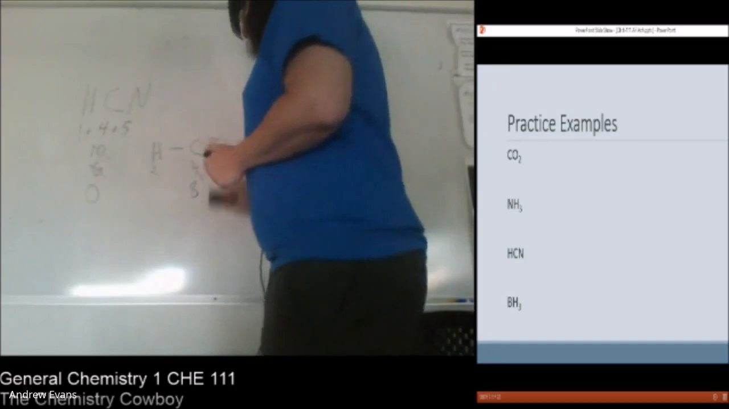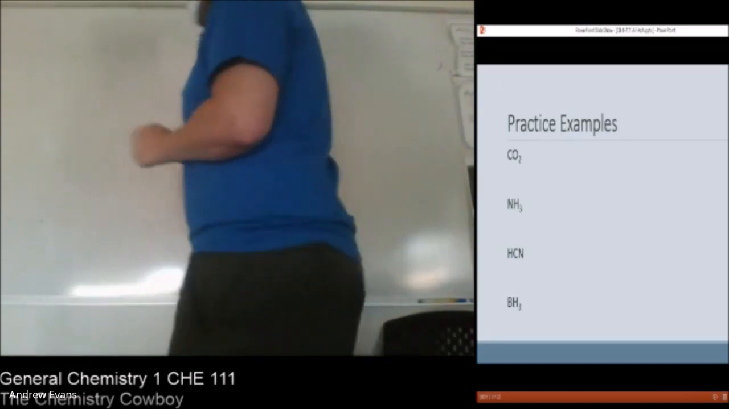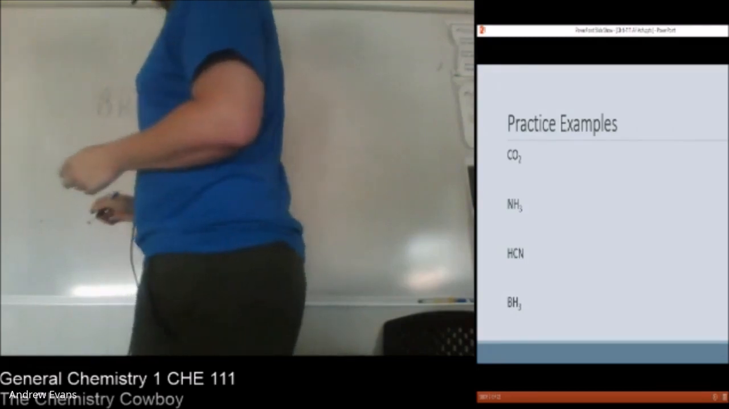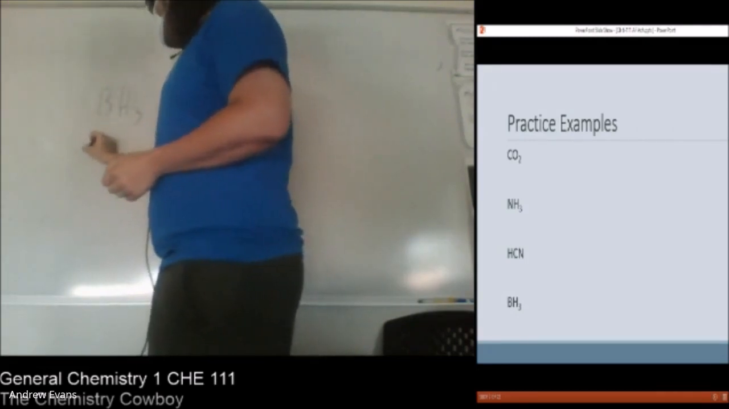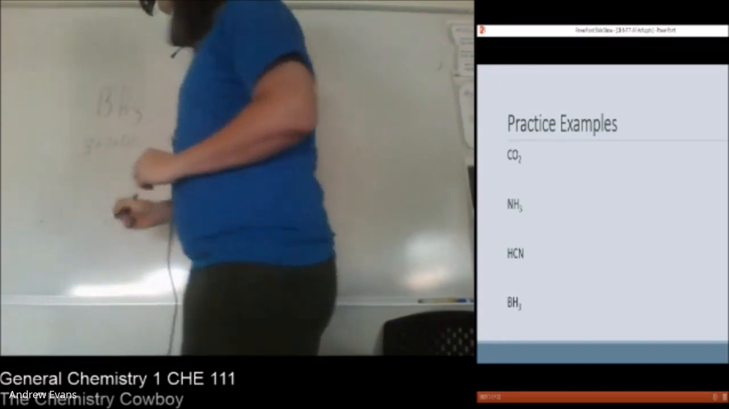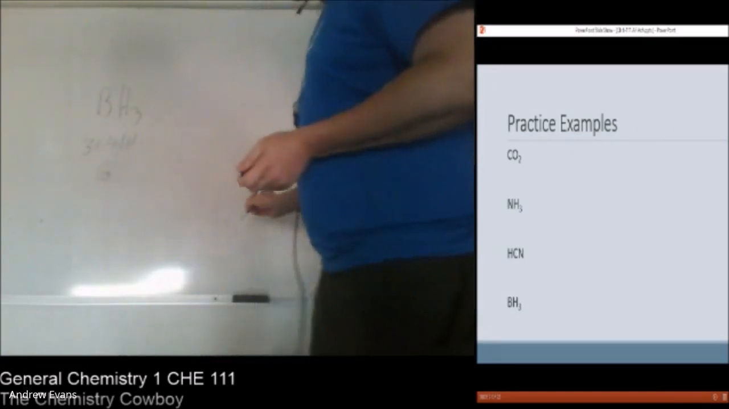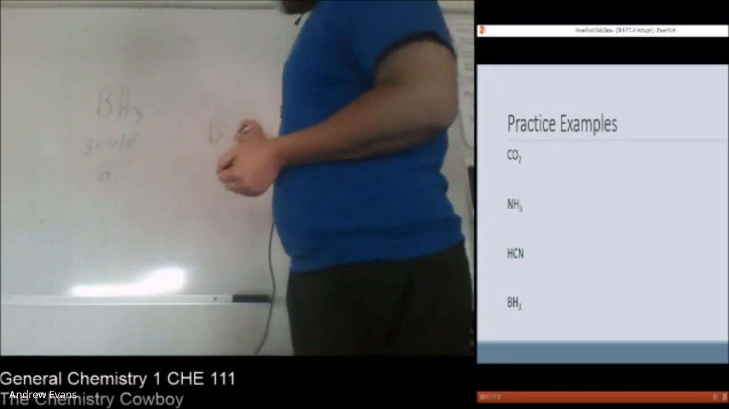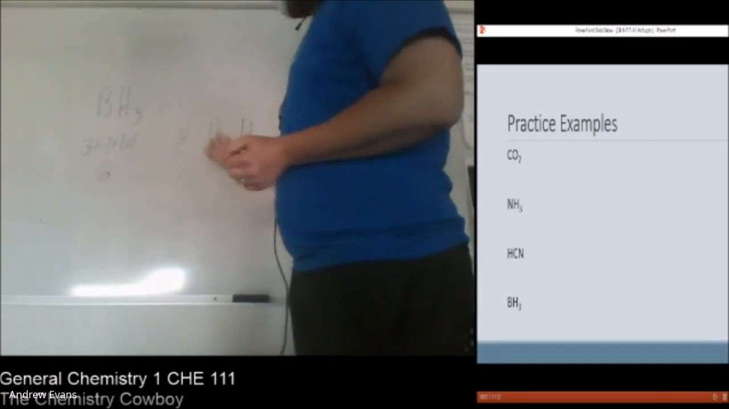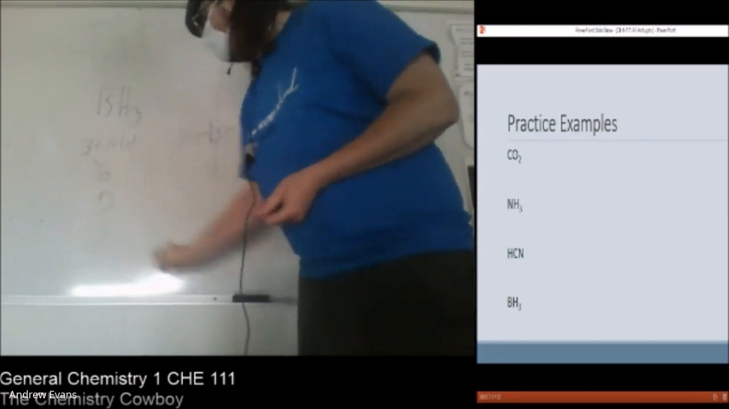One more structure, BH3. Boron, group 13 or 3A, 3 valence electrons, 3 hydrogens. So we have 6 electrons. B can make the most bonds, put it in the center. H, H, H. Single bond, single bond, single bond. That's all 6. What do we know?